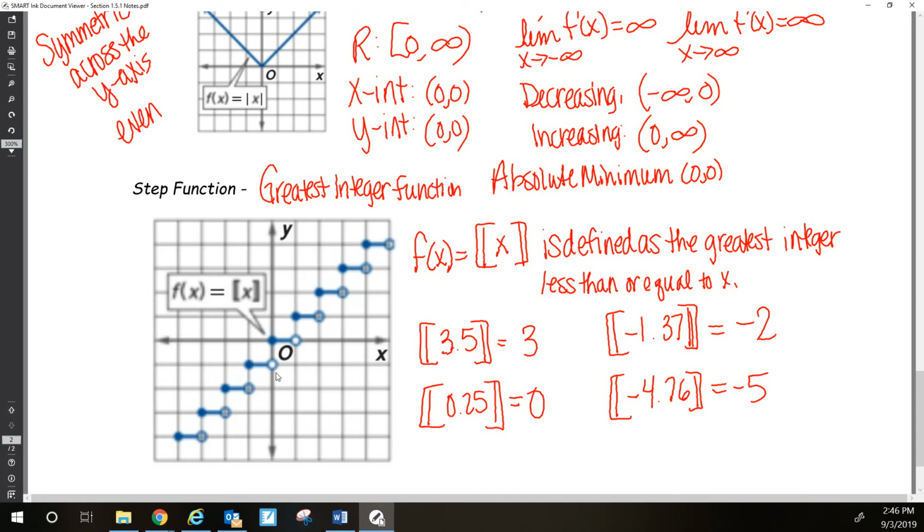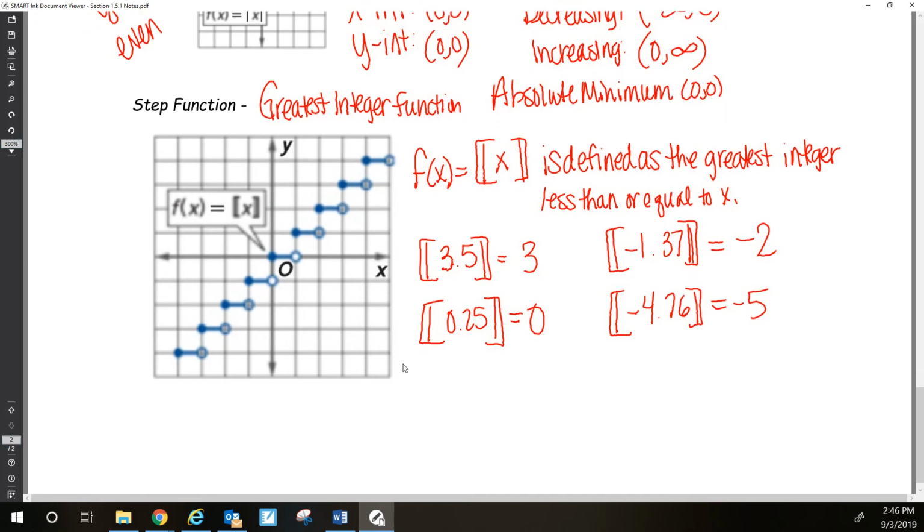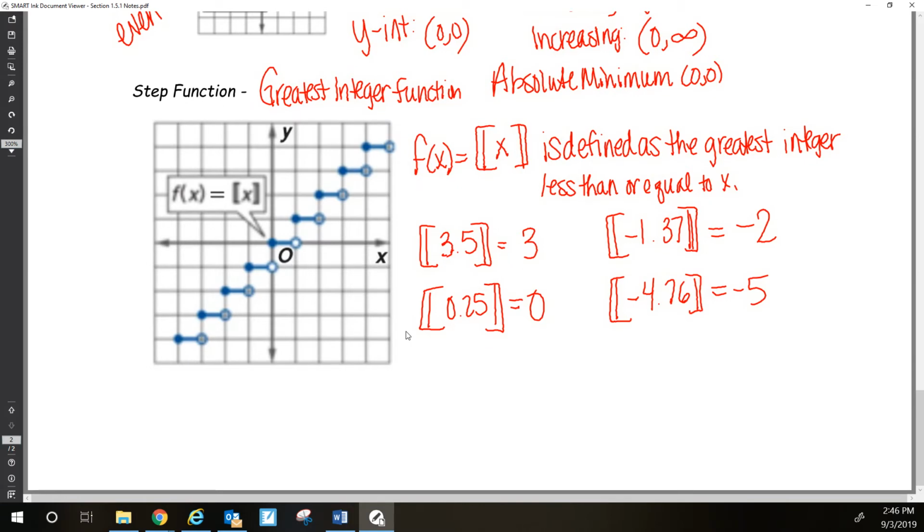This part isn't the hard part. The hard part is when we actually start trying to transform this. So let's see if we can come up with some attributes real quick here. What would be the domain of this? This is challenging, right?